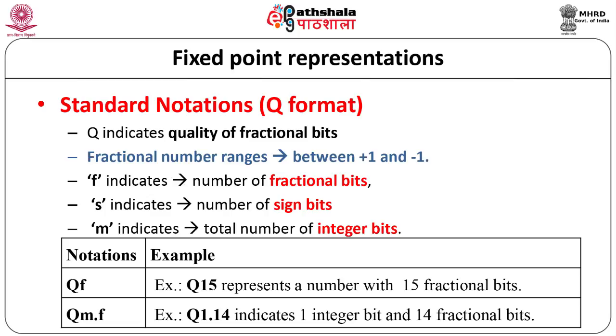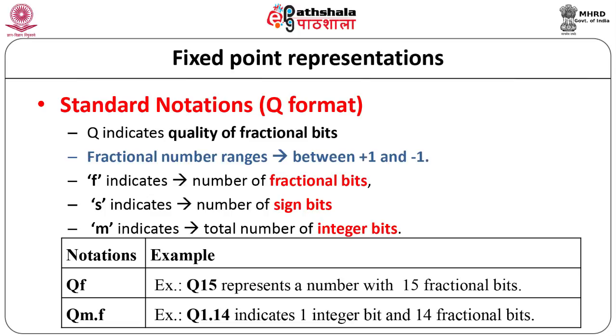The QF notation provides an ambiguous representation because it does not specify the word length. However, in many digital systems, the word length is either 16 or 32 bits. The QM.F is an unambiguous notation because the entire word is in 2's complement integer format and the sign bit is implied.